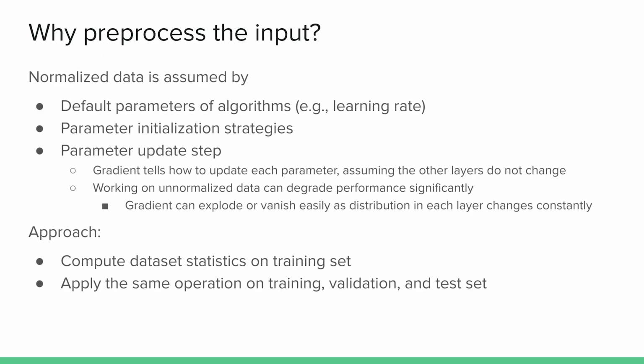So when we're working on unnormalized data, this can degrade our performance significantly because the gradient can then easily explode or vanish as the distribution that we have going from one layer to the next layer constantly changes. So if you have normalized data in your network layers, you can overcome this problem. The basic approach for doing this would be that you compute some statistics on your training set, and then you apply the very same operation on the training set, the validation set, and of course your test set.